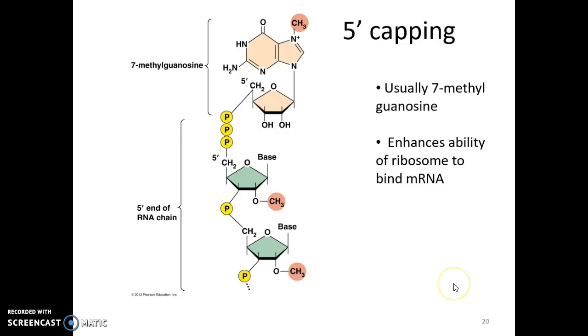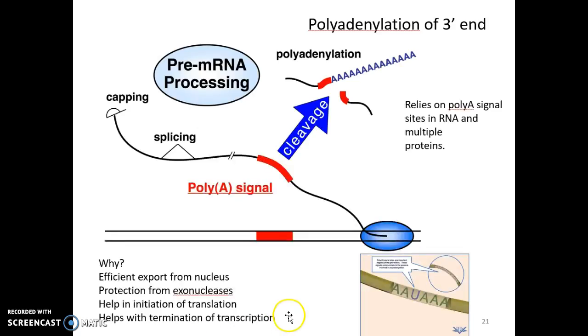So why do cells do this? It seems that without 5' capping, messenger RNA molecules aren't that stable, and maybe more importantly, they don't bind to ribosomes effectively. If messenger RNA can't bind to a ribosome, it can't get translated, and then the cell can't make proteins, and that can be deadly for the cell. So a big reason that we do 5' capping in eukaryotic cells is to enhance the ability of ribosomes to bind messenger RNA.